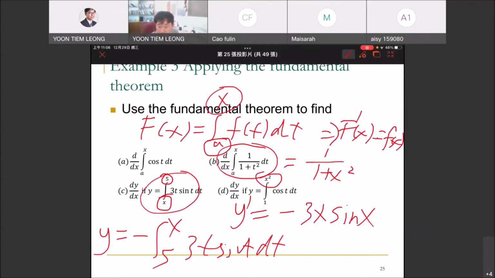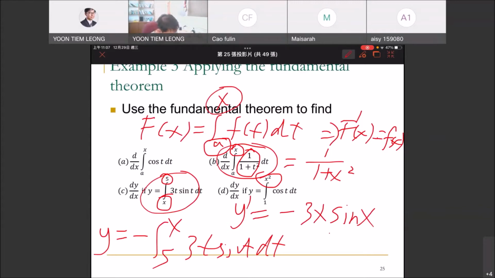You are not integrating the function from a constant to x, but from a constant to another function, which is x squared. So if you have a limit of x, then the application of the fundamental theorem part 1 can be applied straightforwardly. You don't even need to calculate, just copy the expression of the integrand function and change your variable from t to x. That's all.